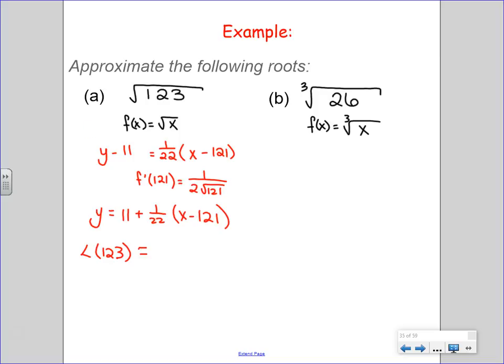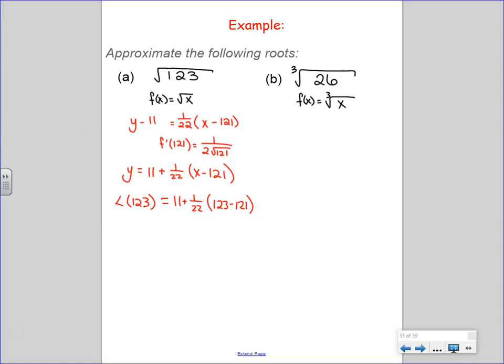And I can say that that is 11 plus 1 over 22 times 123 minus 121, right? L of x is our notation for the linearization. So the y is not really the y of the original, that's why we call it L of 123.